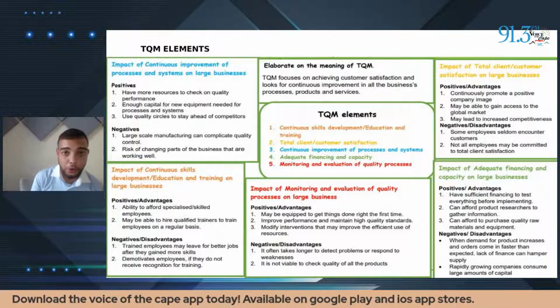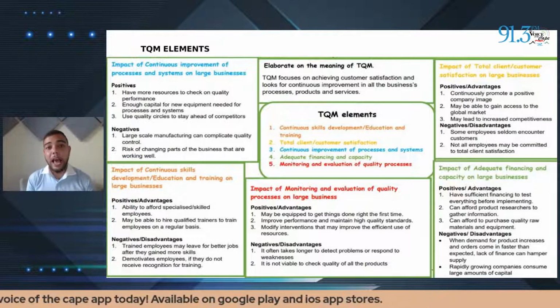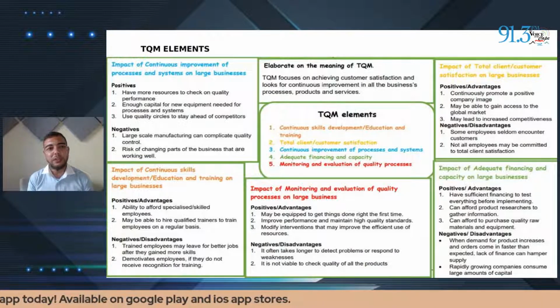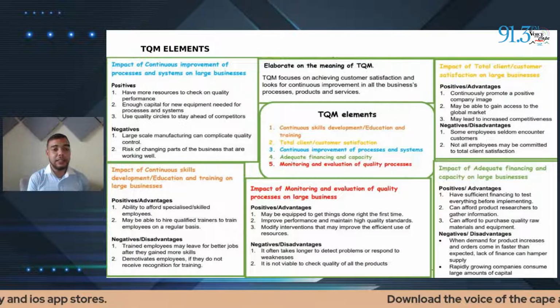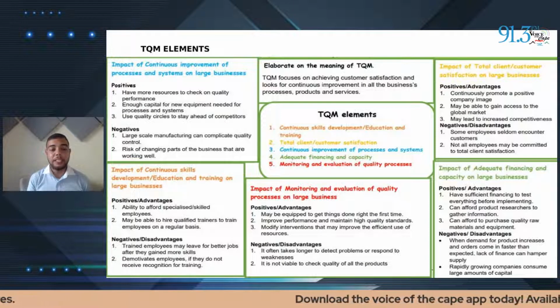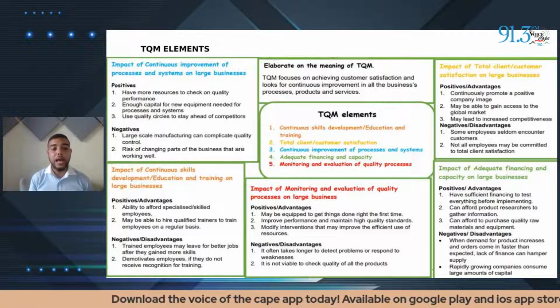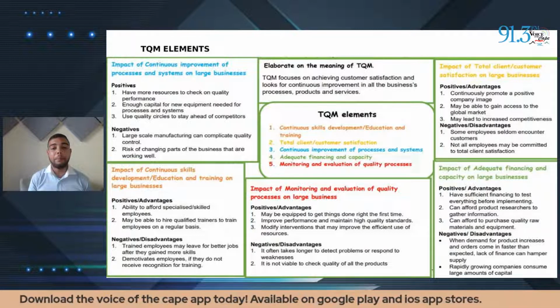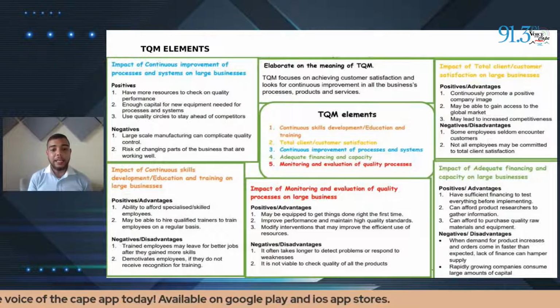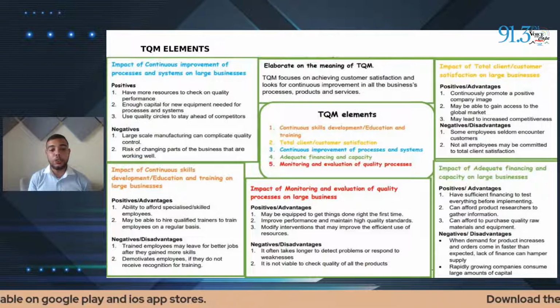And those of you who know what I'm speaking about, as one or two of your friends have told you this, they jump from company to company where they then just get the training. Once they receive the training, they then leave to another company to build up the experience and the skills. The other negative about this is that it demotivates employees if they do not receive recognition for training.